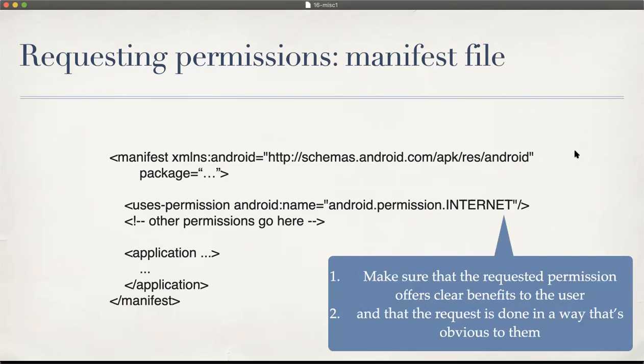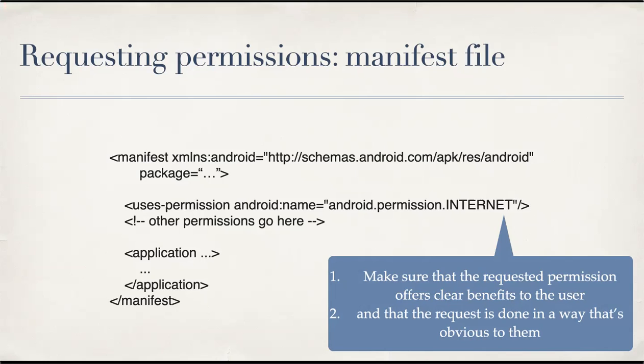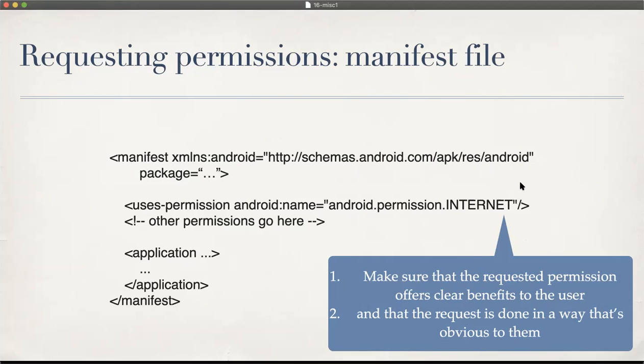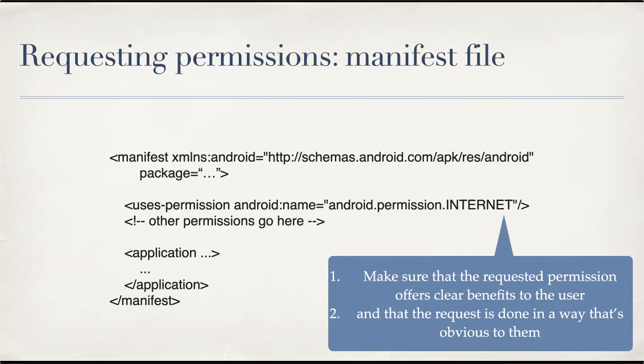So it's recommended that you make sure the requested permission offers a clear benefit to the user. We'll talk about that later. And the request is done so that it's obvious to them. Especially with all the discussion about privacy and all, it's never a good idea to trick anyone into giving you permission, right? Permission has to be very clear. It should be obvious that the users are granting your app a specific permission.